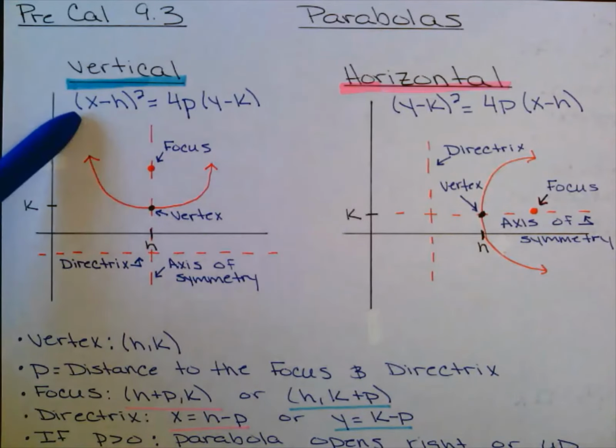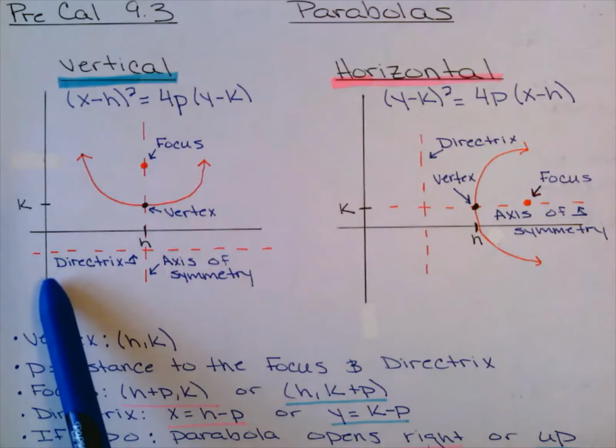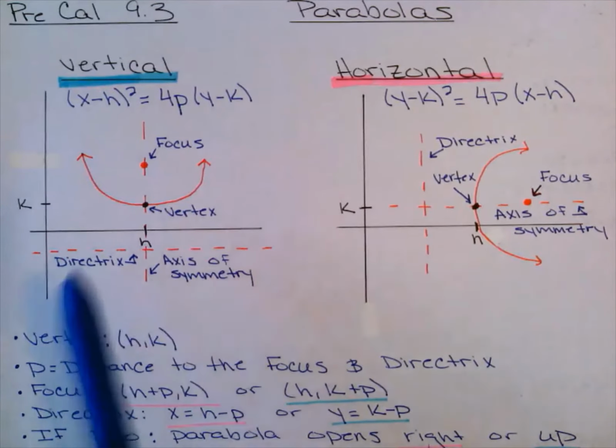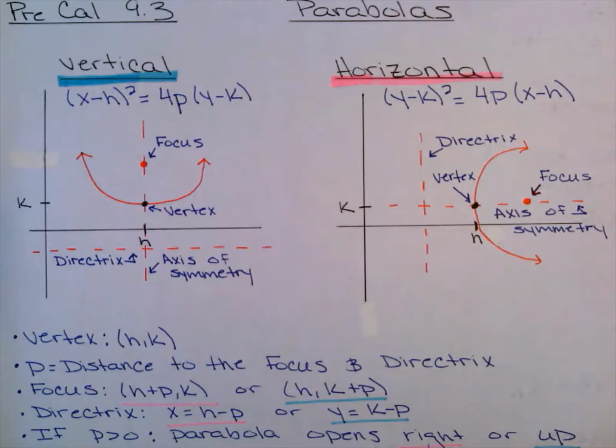Now, this directrix is just like an asymptote almost behind the parabola, okay? The way I tell my class is directrix is like your derriere. It is behind you, okay? It is behind the parabola, okay? That works the same for horizontal parabolas, okay?